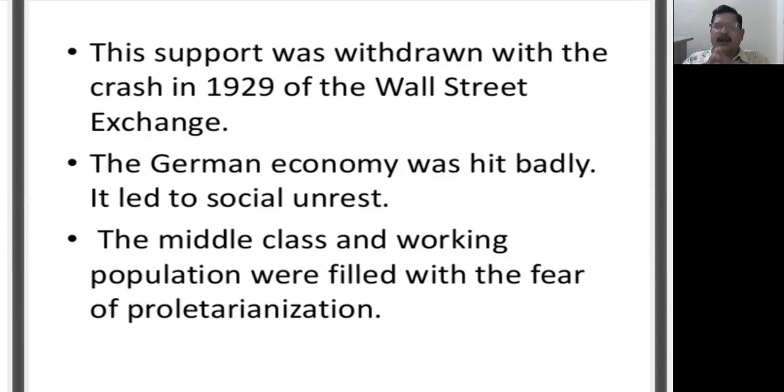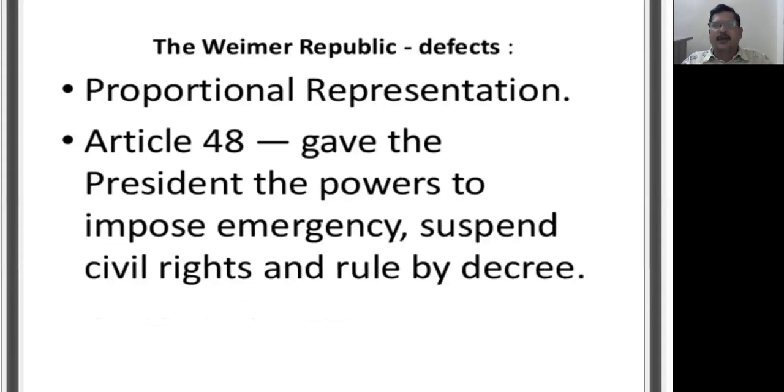It led to social unrest. There was a lot of unrest among the people. The middle class and working population were filled with the fear of proletarianization. What do you mean by that? Proletarianization means they may lose their jobs, or they may not get wages, or they cannot survive because of the hyperinflation. How can they live? That was the unrest among the people.